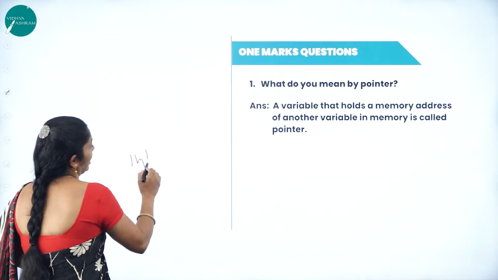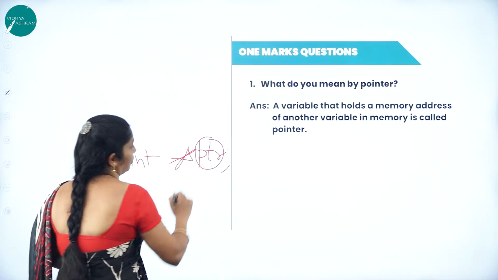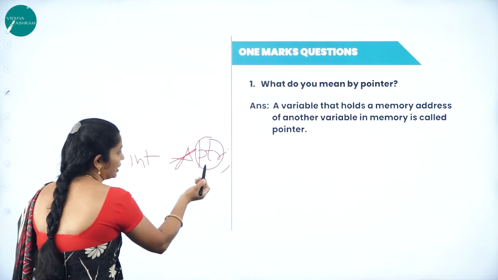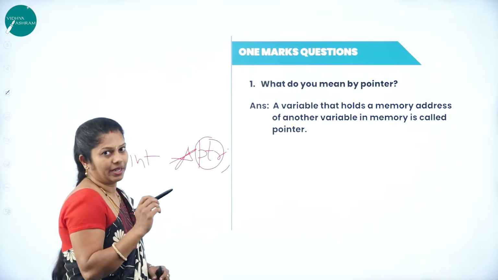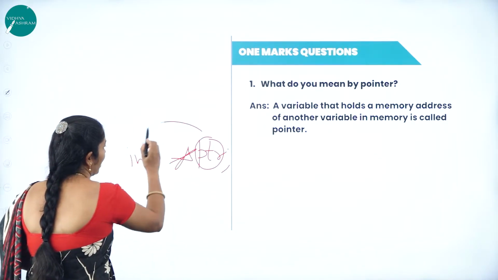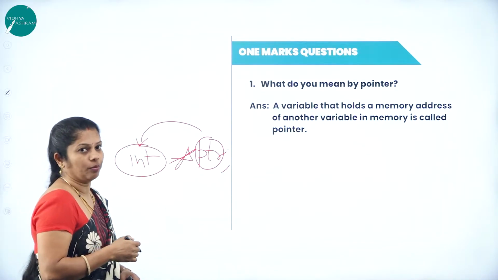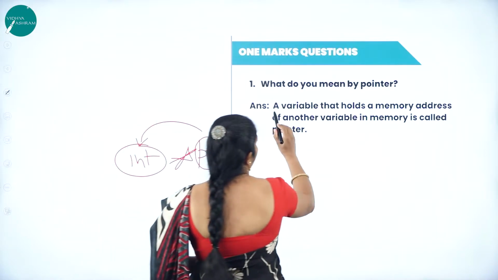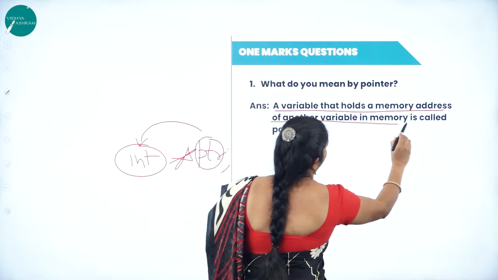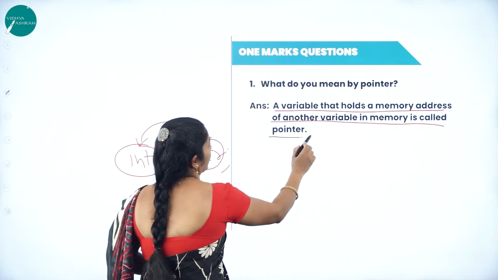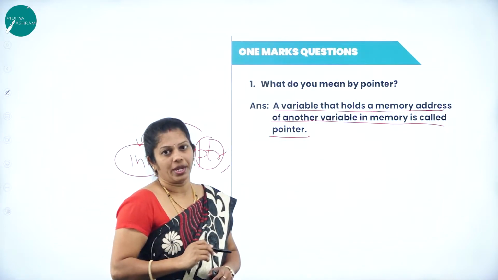For example, if we write int star PTR, then PTR is a pointer variable, because before that variable we have the star operator. From that I can say it is a pointer variable. It stores the address of another variable, which is of integer type. A variable that holds the memory address of another variable in memory is called a pointer. It just stores the address of another variable.